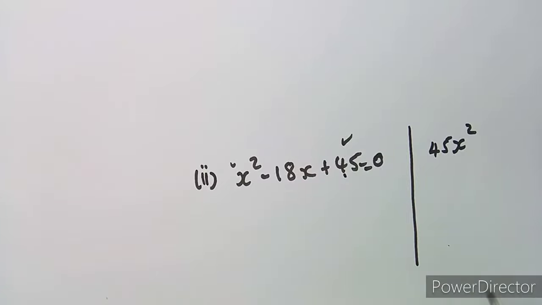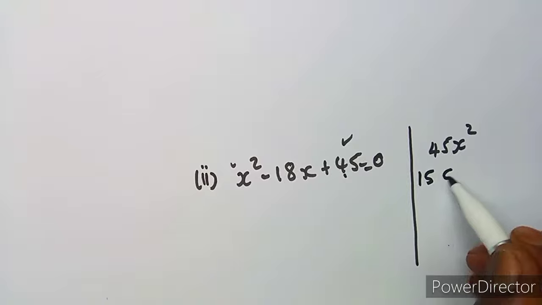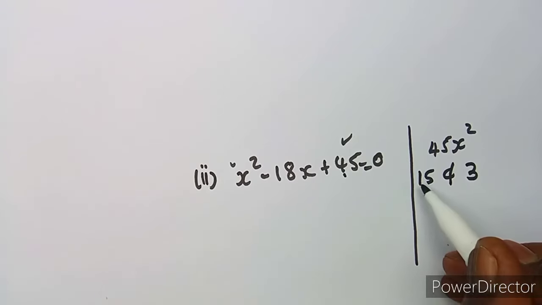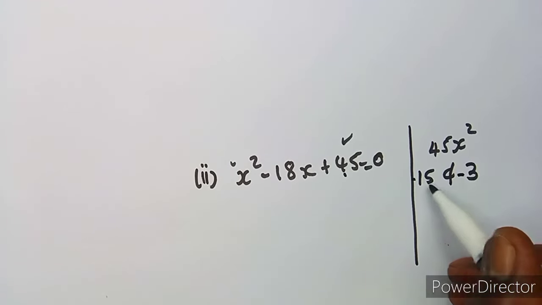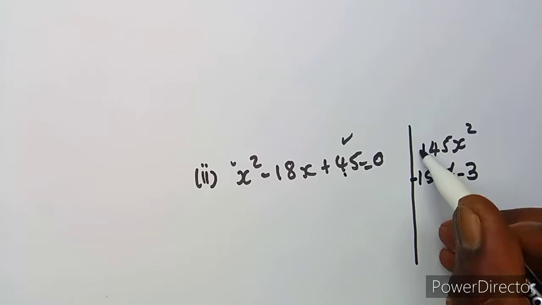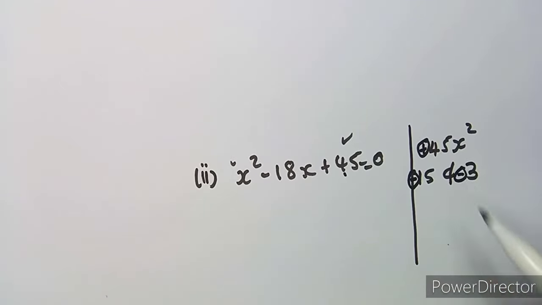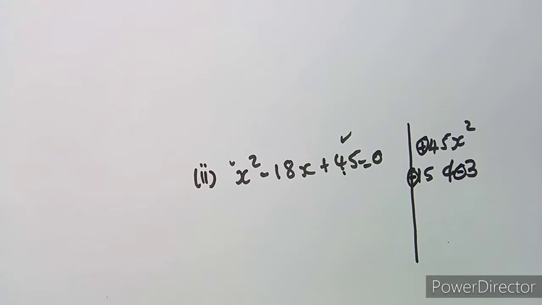So to have factors, if we are talking of 15 and 3, there's something that connects with 18. But yes, we've got minus 18. So let's try working with minus 15 and minus 3, because we need also positive 45 if we multiply this. So we've got minus 15 and minus 3. So these are the possible values that we can actually have.